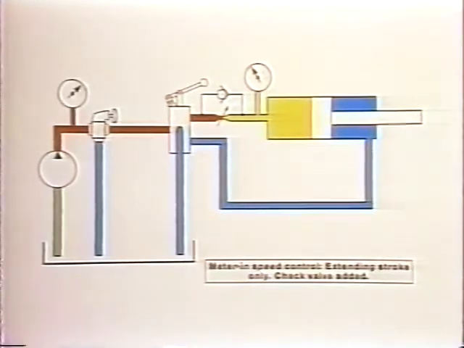Here we have a fixed displacement pump, a relief valve, a variable orifice or flow control, and the cylinder. If the pump delivered 10 gallons per minute and we wanted to cut the cylinder speed in half, we would adjust the flow control to pass only 5 gallons per minute.